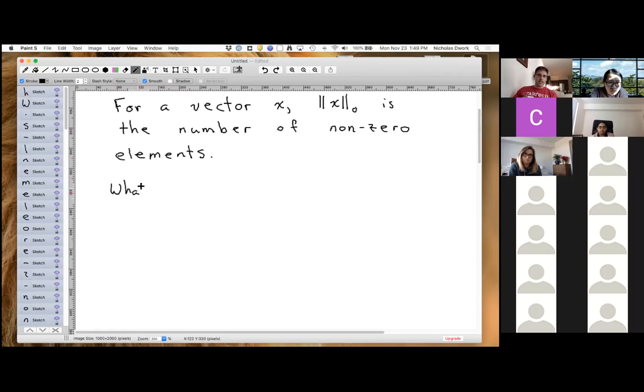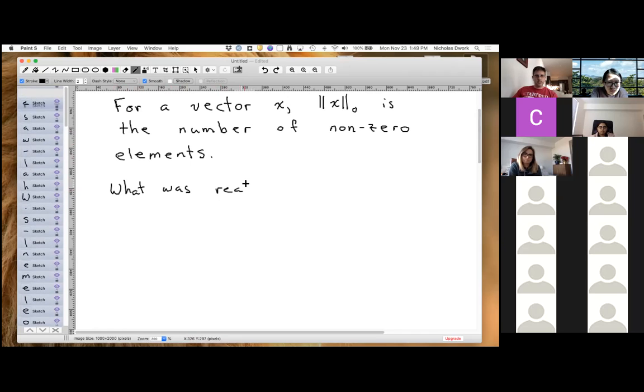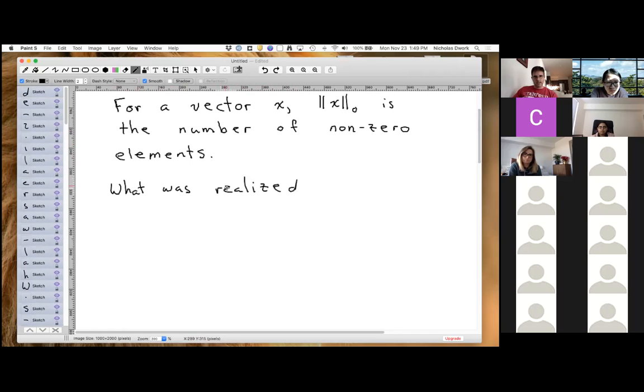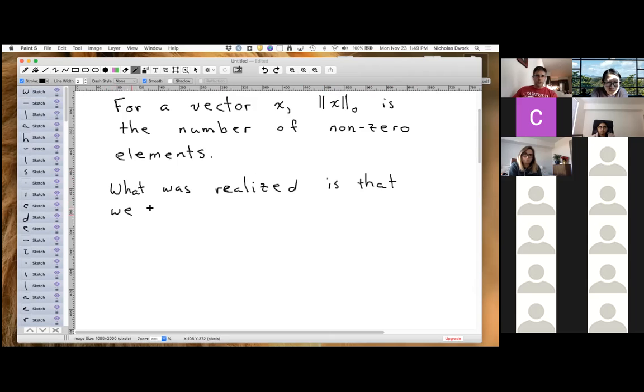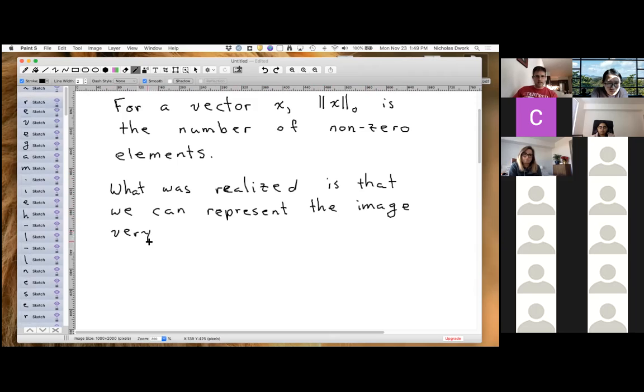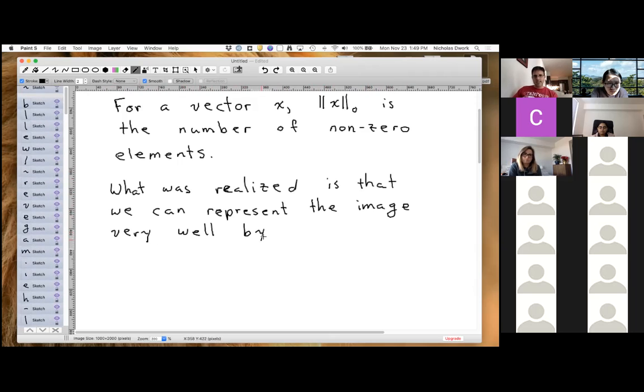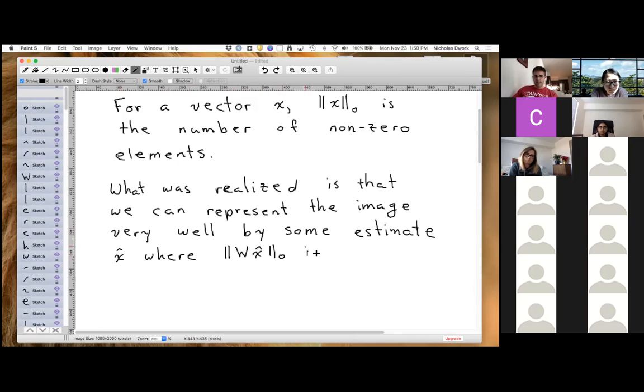And so what was realized is that we can represent the image very well by some estimate x hat, where the L0 penalty of the wavelet transform of x hat is small.